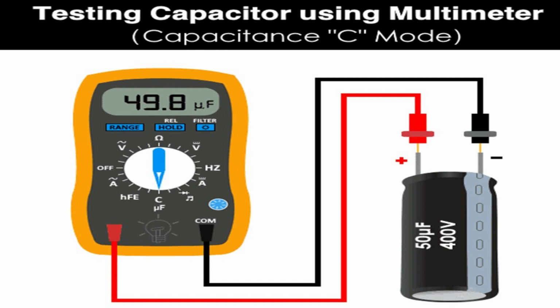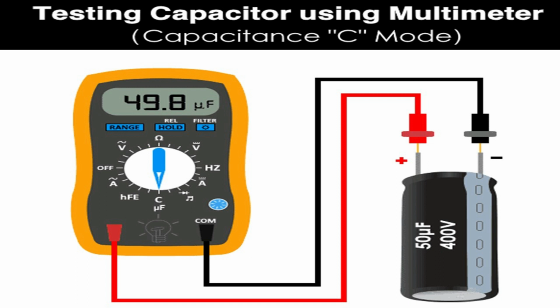Related posts. Testing electrical and electronics components and devices with multimeter. How to check a transistor by multimeter, DMM plus AVO, NPN and PNP, 4 ways.